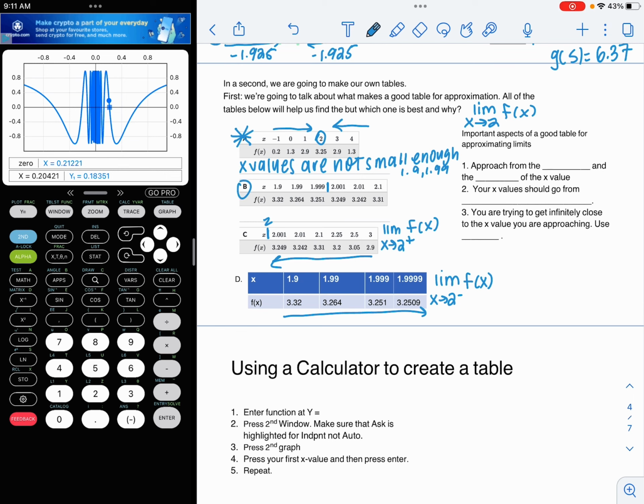So B is our ideal one. There's nothing wrong with B. It has small enough x values. It's approaching from the left and it's approaching from the right side. So here are three important aspects of a good table for approximating limits. First, you need to approach from the left and the right side of the y value.